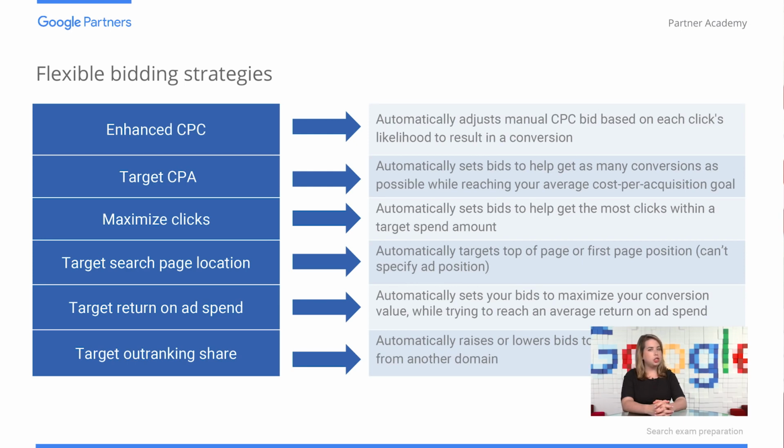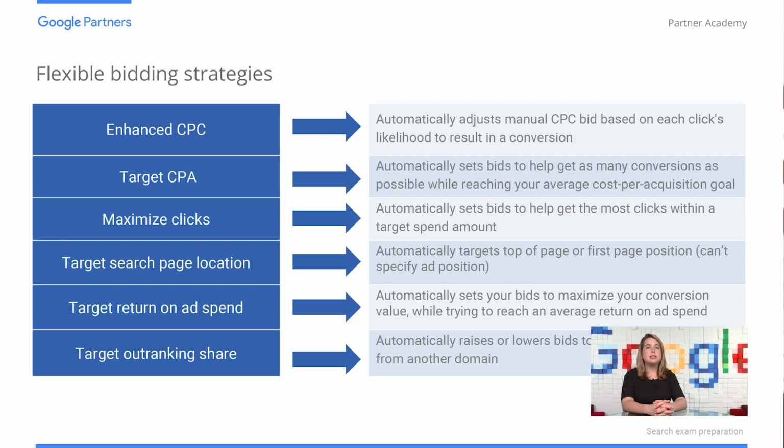Target cost per acquisition, or CPA, automatically sets bids to help get as many conversions as possible while reaching your average cost per acquisition goal. The methodology used by AdWords is based on historical conversion data. To determine effectiveness, compare average CPA and conversion rate before and after target CPA. Using target CPA recommendations is a healthy starting point.